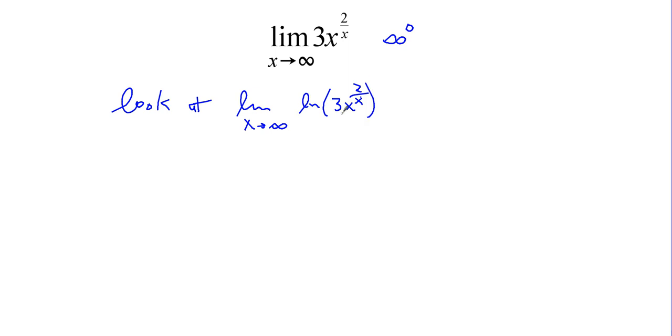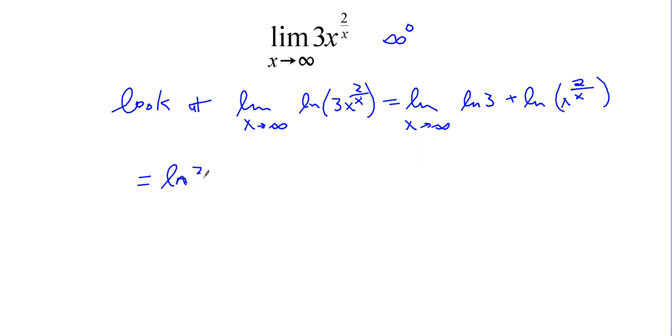And as we go through and do this one, the first thing that we'll need to do is separate this natural log of 3 out of it, because the 3x is not being fully raised to the power of 2 over x. So this will become the limit as x approaches infinity of the natural log of 3 plus the natural log of x to the 2 over x. So for the first part of it, the limit as x approaches infinity of natural log of 3, well, that's just natural log of 3.